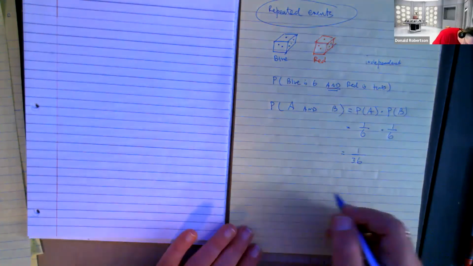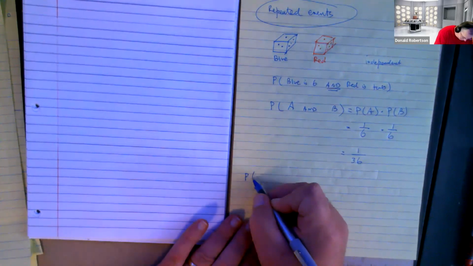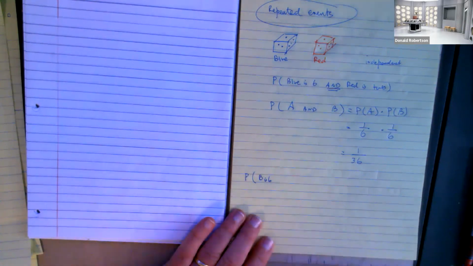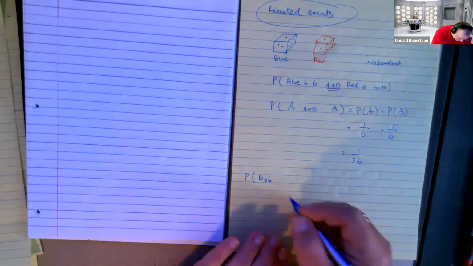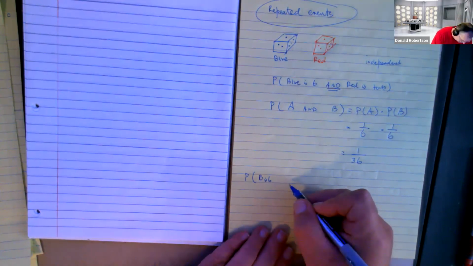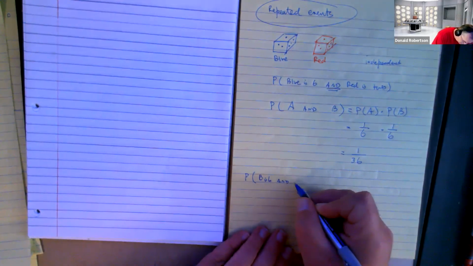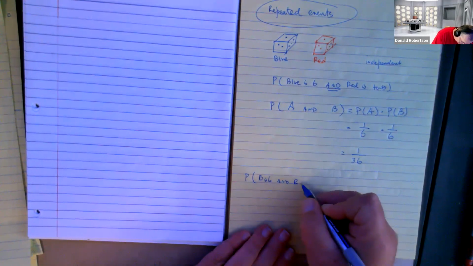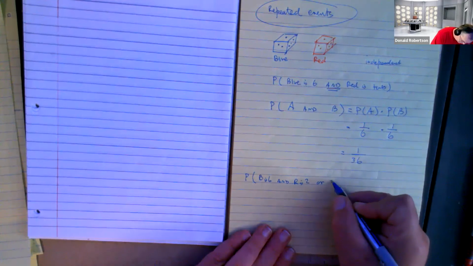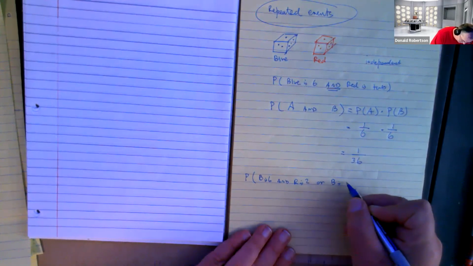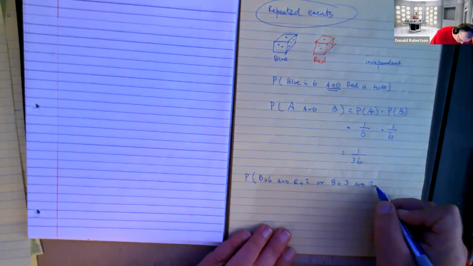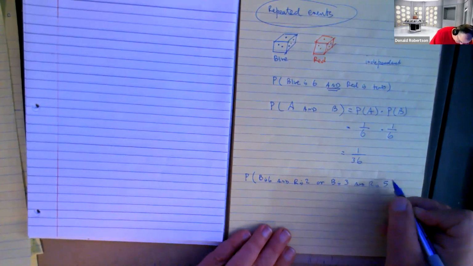Now, let's make it a little bit messier. I'm just going to say blue is 6 rather than write the blue dice is 6, right? So the blue dice is a 6, and the red dice is a 2, or the blue dice is a 3 and the red dice is a 5.